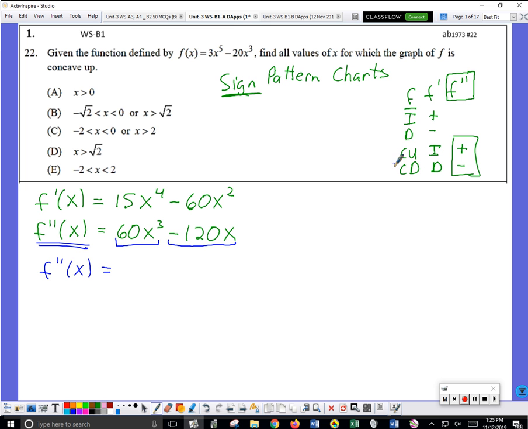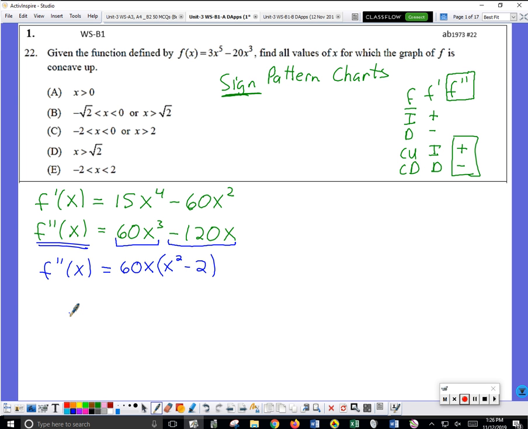We figured out that we don't really want to do this as a whole. It's too difficult, so we're going to factor. We're going to factor out a 60 and an x. That will leave x squared minus 2. Can you factor from there? Yeah, you could. I've done it both ways. If it was x squared minus 4, would you want to factor it? Yeah, you'd probably want to factor that.